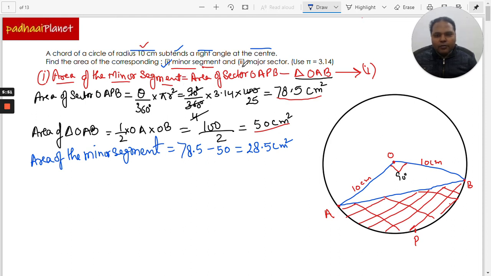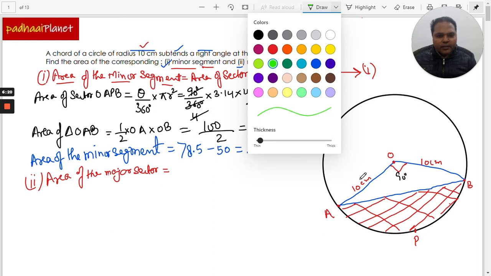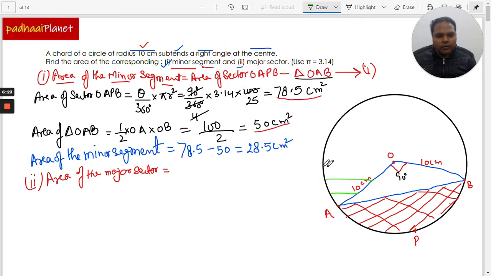And now we need to find out the second one, right? That's the area of the major sector. Now the area which is the major sector is this part. This entire part is the major part, major sector.